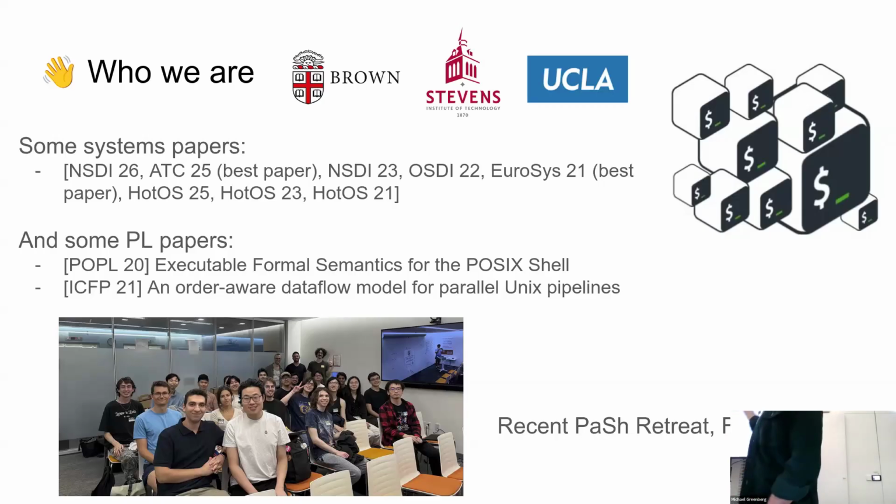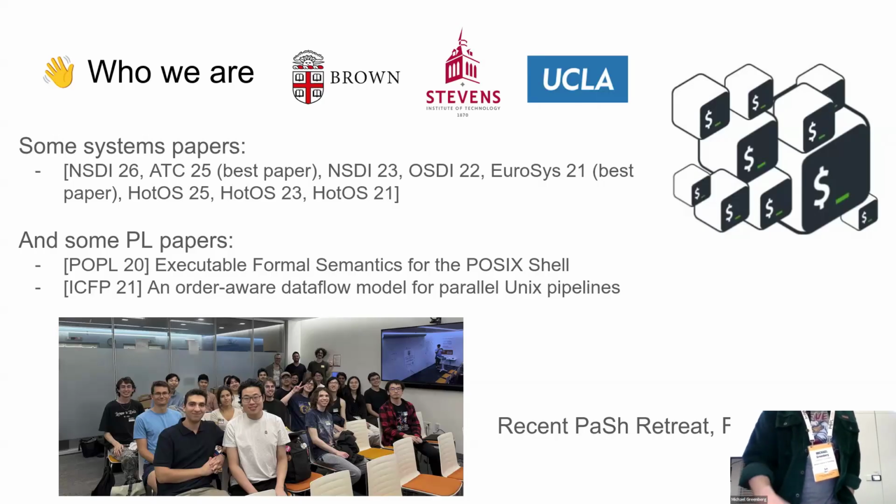But we're sort of a big group. We're based at these three institutions. So Nikos Vasilakis, who couldn't make it today, is at Brown. I'm at Stevens, and Konstantinos is at UCLA. Vagos is Nikos' student. But we're quite a big group and are doing all kinds of things. And hopefully you'll be able to do these kinds of things either with us or alongside us after.